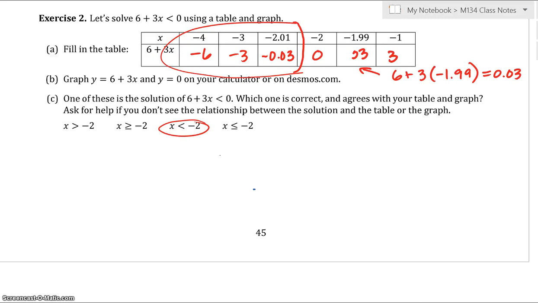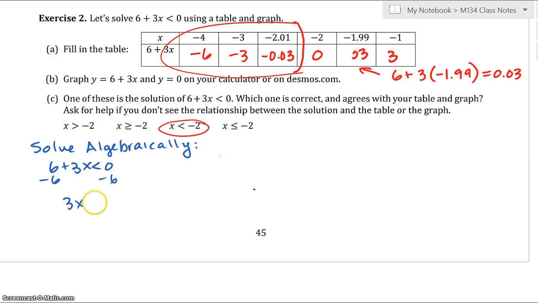Now you can solve these algebraically. Let's go ahead and do that. You can solve these like pretend there's an equal sign here, and what would we have done? We would have subtracted 6, and then we would have divided by 3, and you see that you get the same answer. All is good, because the direction of the inequality did not get flipped.